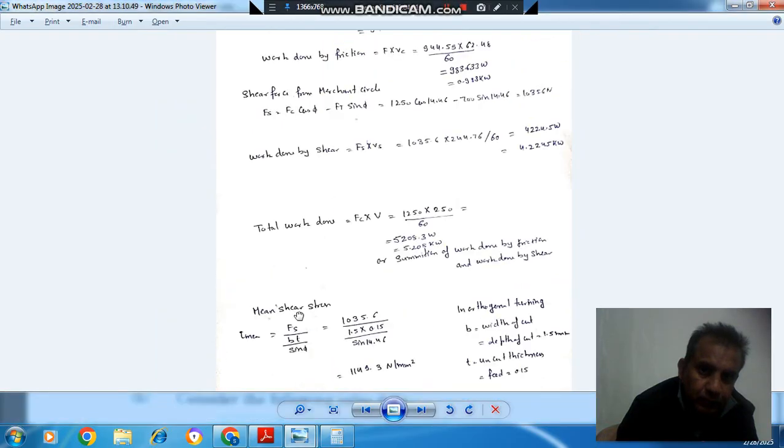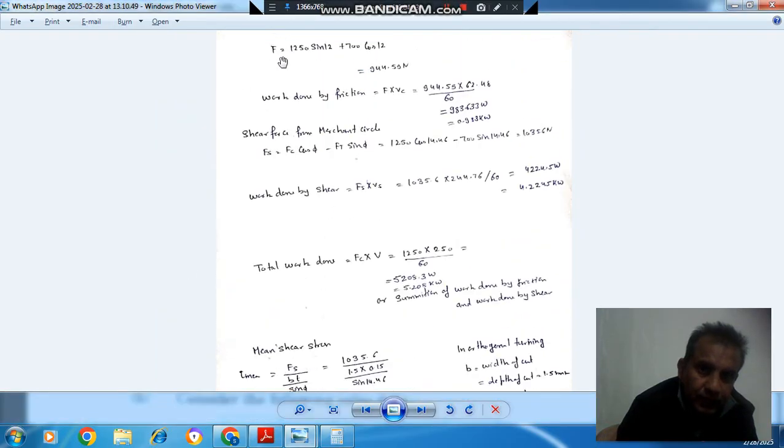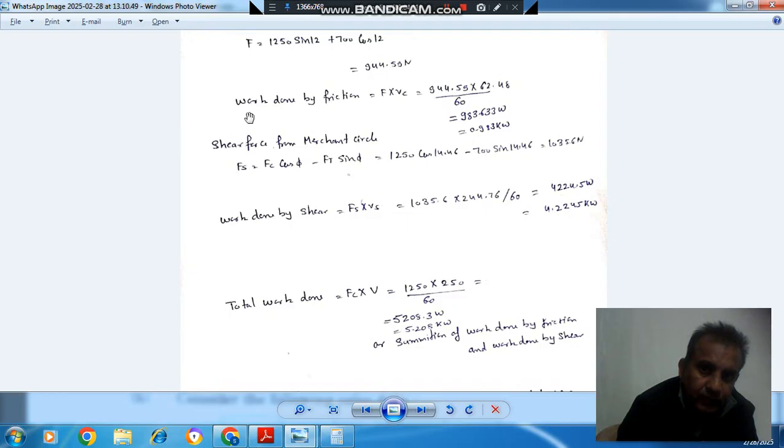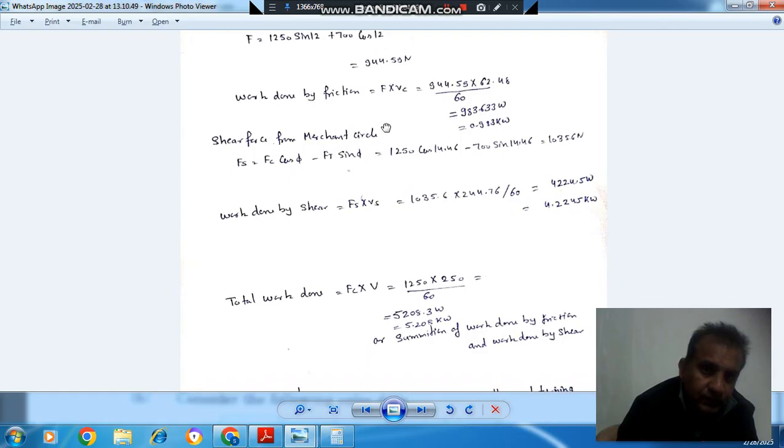Now we can put these values and find out F. So alpha is 12 degree and Fc and Ft are given, so that is 944.59. And work done by friction is friction force into chip velocity. Chip velocity we found in meter per minute, dividing by 60, it would be meter per second. So F is 944.59, so it will come out as 983.633 watt or 0.983 kilowatt.